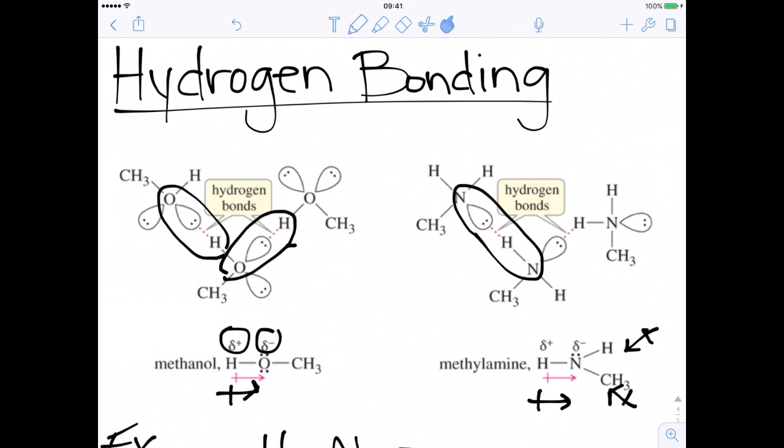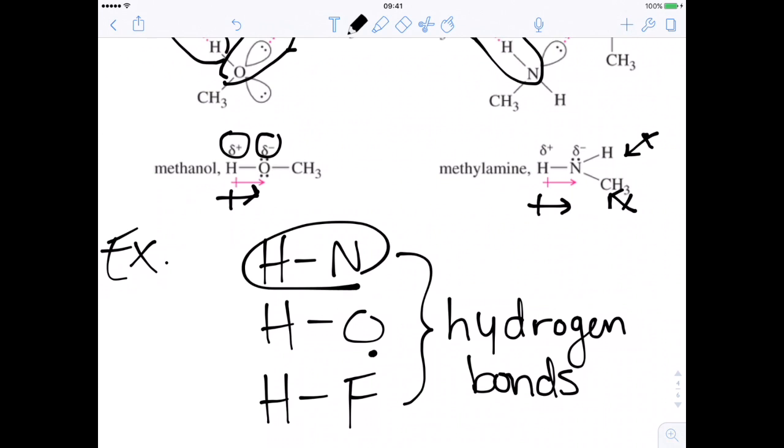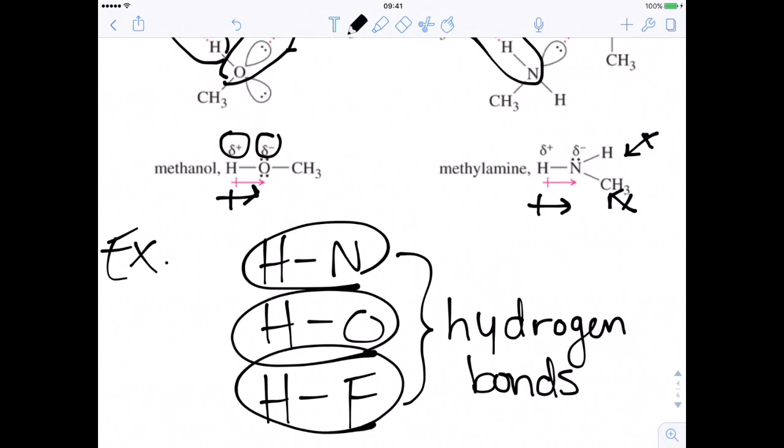That's all that means. So as I said before, hydrogen bonding comes when hydrogen is paired with a nitrogen, oxygen, or fluorine.